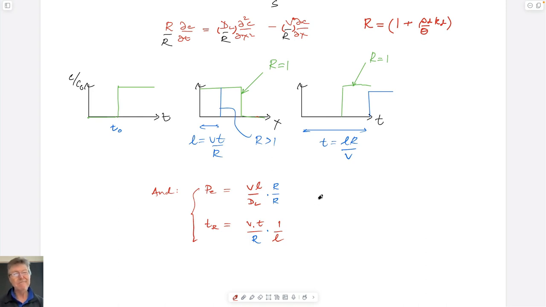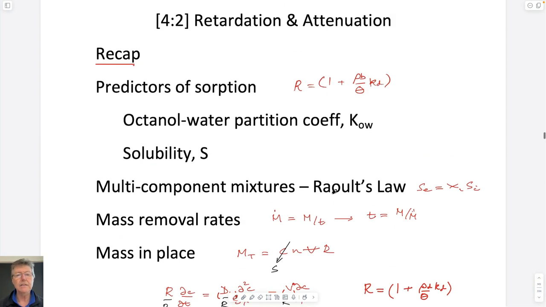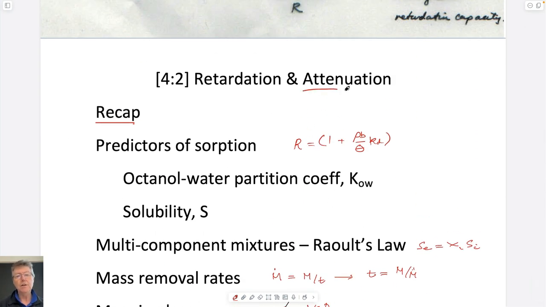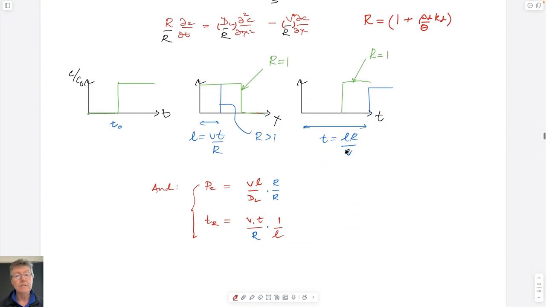The other feature that might exist, which is the second of these terms, is that not only is it delayed in traveling, but it might also be attenuated. So the concentration as it arrives downstream might not be the same as it starts off as. That's physically what attenuation means, because this retardation factor physically means that some of the dissolved material is attached onto the aquifer, which is not moving, and it's no longer dissolved in water, and therefore you'd expect that it would reduce the concentration.